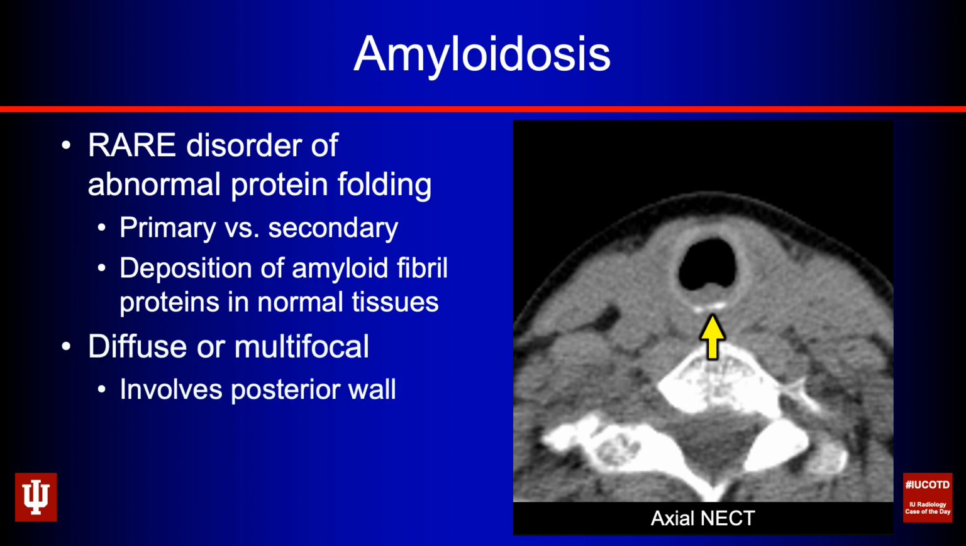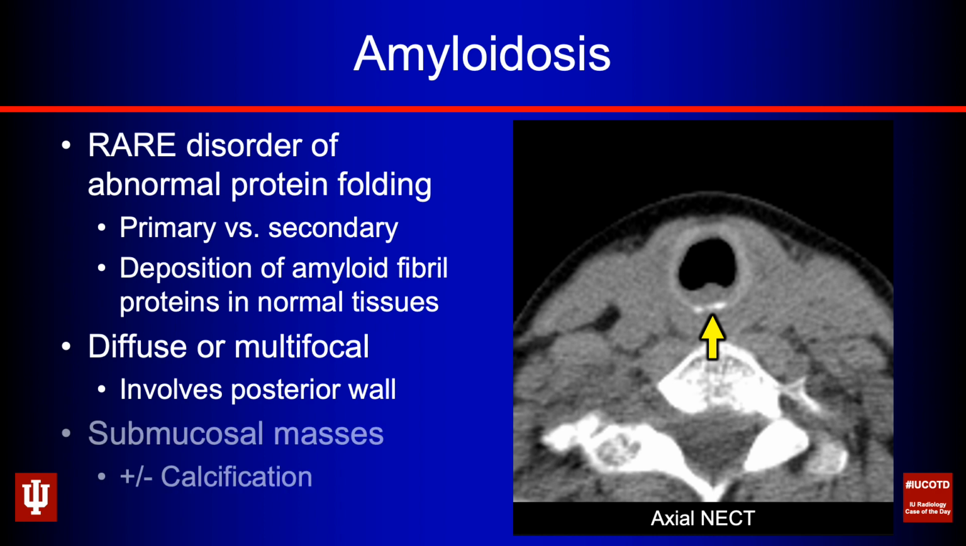And so it can be very diffuse, it can be multifocal, but importantly, it can involve the posterior wall of the trachea and the posterior wall of the airways, the smaller airways in the lung as well. So that's in contradistinction to what we saw with relapsing polychondritis. And it gives you these submucosal masses. So here we see that heaped up soft tissue along the posterior tracheal membrane on this axial non-contrast CT imaging. As you can see right where that arrow is pointing, it's associated with some calcification as well.